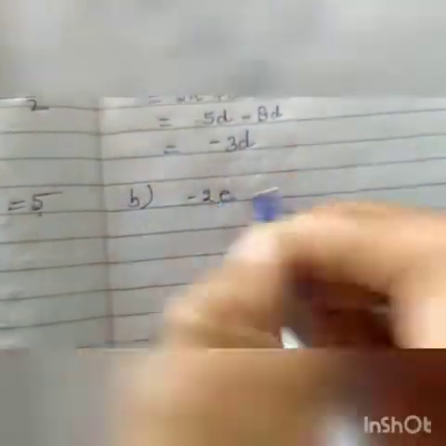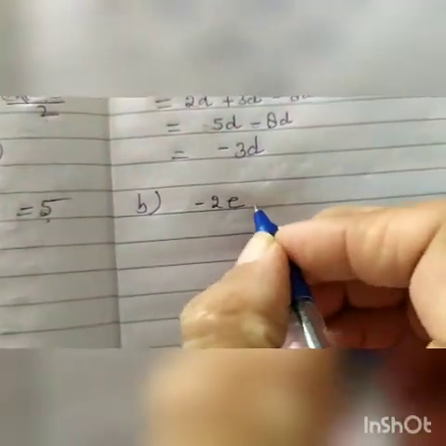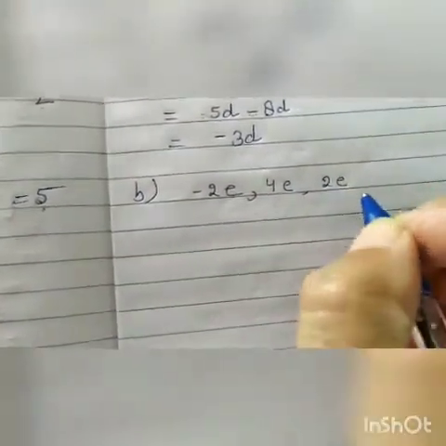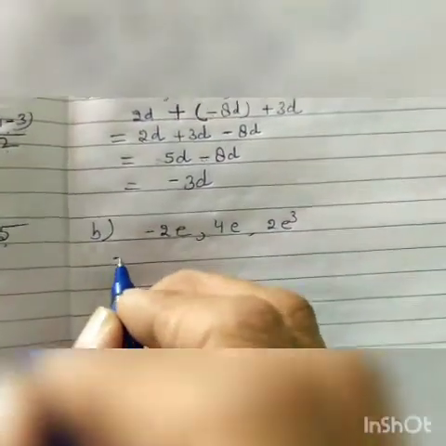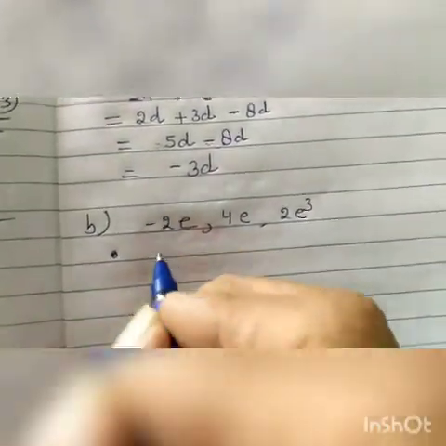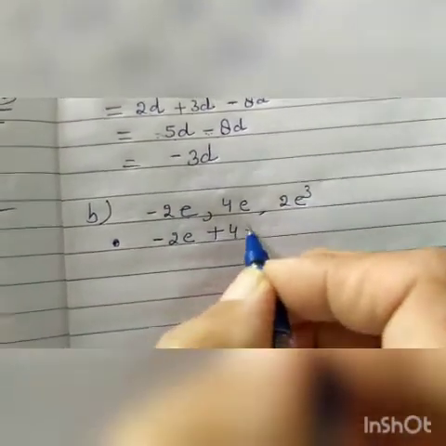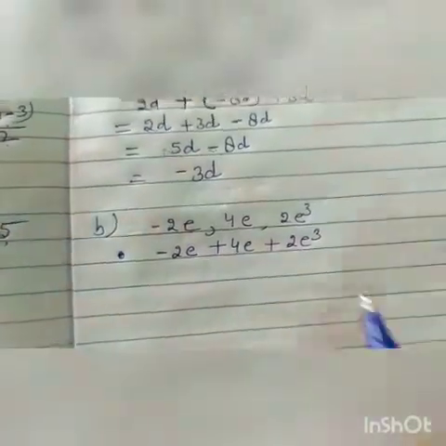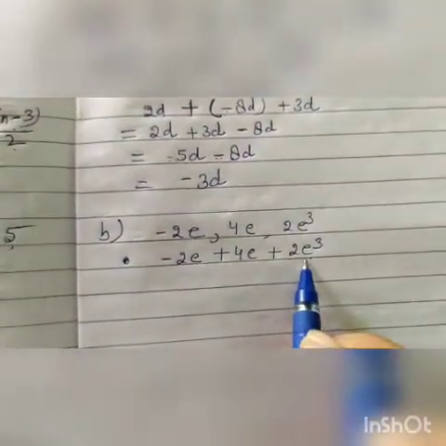Now its B part is minus 2e, then 4e, then 2e cube. Again, first we will write with a plus sign: minus 2e plus 4e plus 2e cube. Again three monomials are given and we have to add these three monomials.